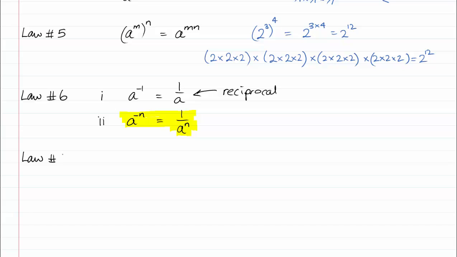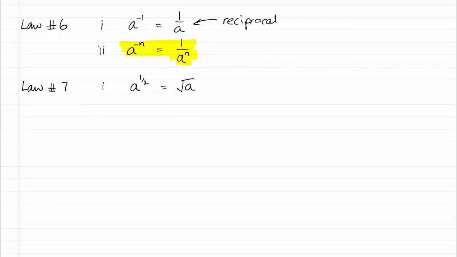Law number 7, again, I'm going to break it into parts. First of all, a to the power of a half, as a specific example, is equal to the square root of a. That's a really basic version of law number 7. The next version of law number 7 is a to the power of 1 over m. Well, that's equal to the mth root of a. So that denominator in the fraction, if there is a fraction contained within your power, well, that represents the root that you need to take.